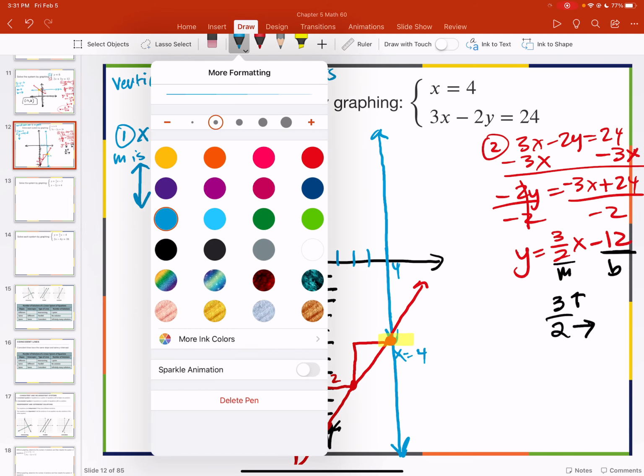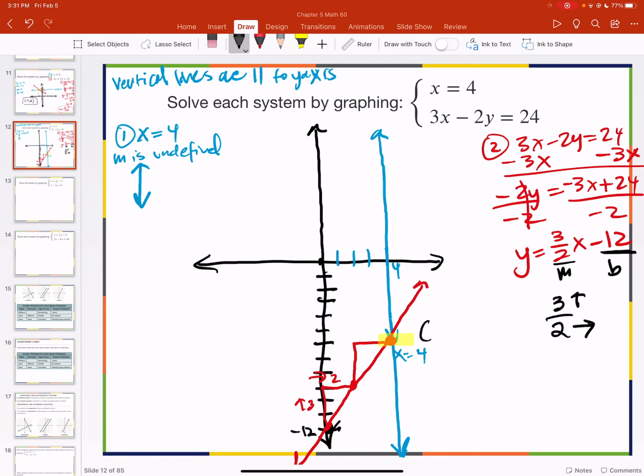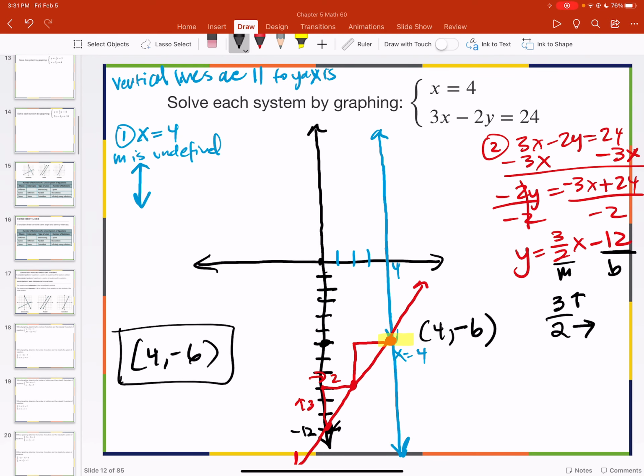So x, of course, is 4. Then what is y? So 2, 3, 4, 5. So -6, yeah? So that's your answer, 4, -6. So not too bad, people. Okay, so I think we have that.